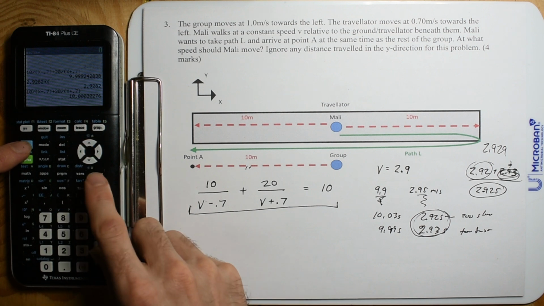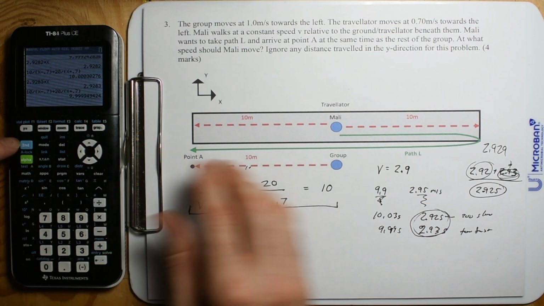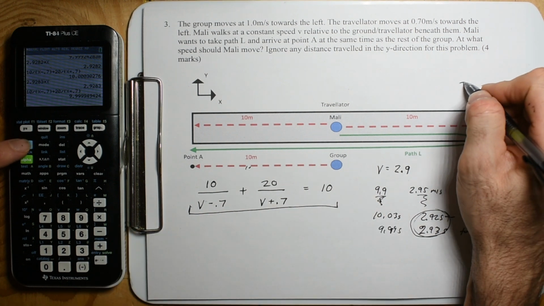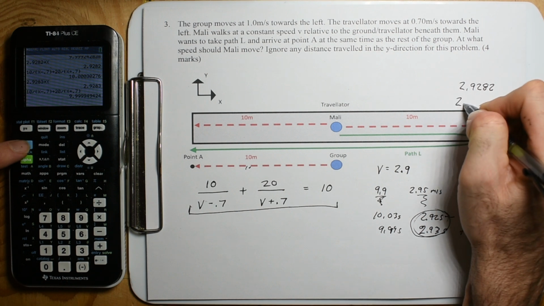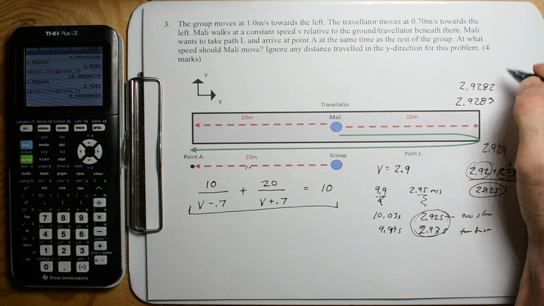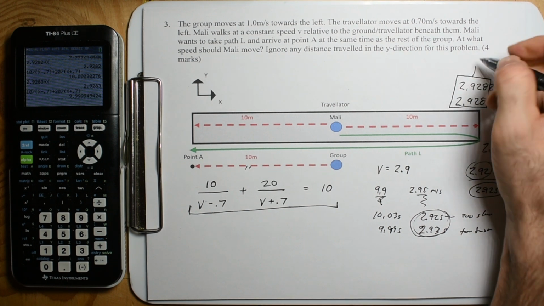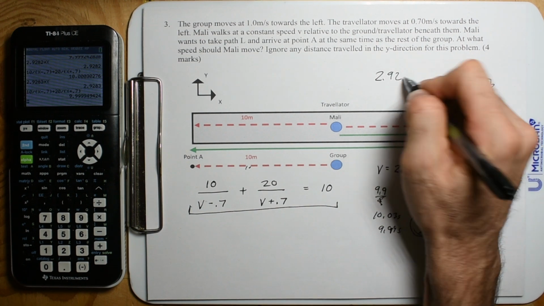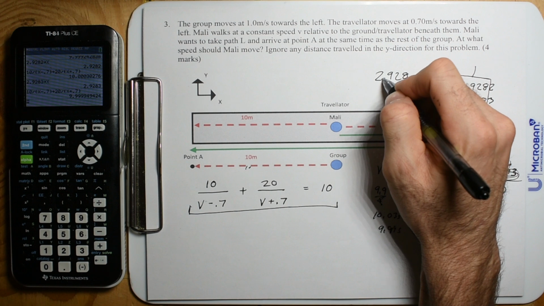Whoops. So we need to increase this speed. All right, now we're too fast. So 2.9282 is too slow, and 2.9283 is too fast. So there you go. I can for sure, 100% positively say Malachi's speed has to be 2.928, and that's within 3 significant figures, and that's ridiculous.